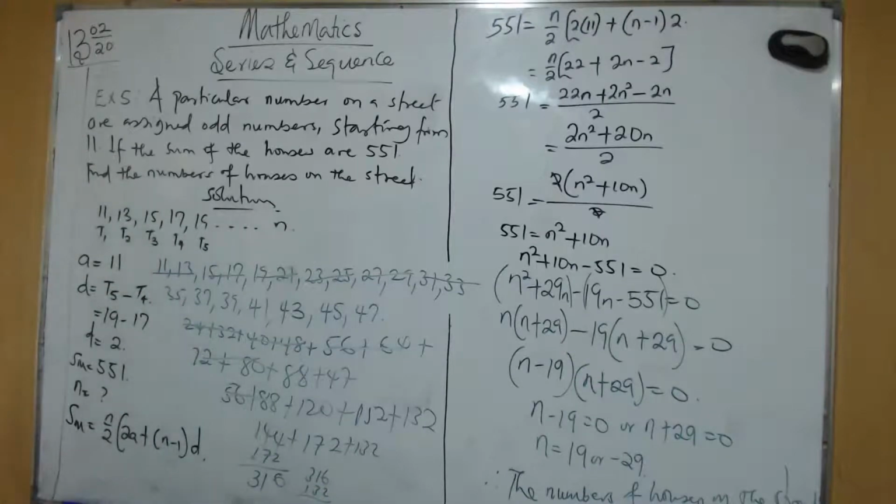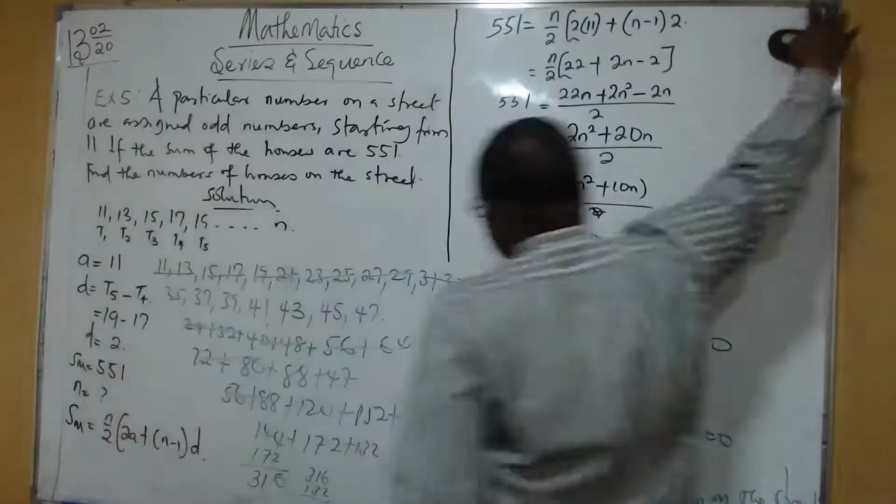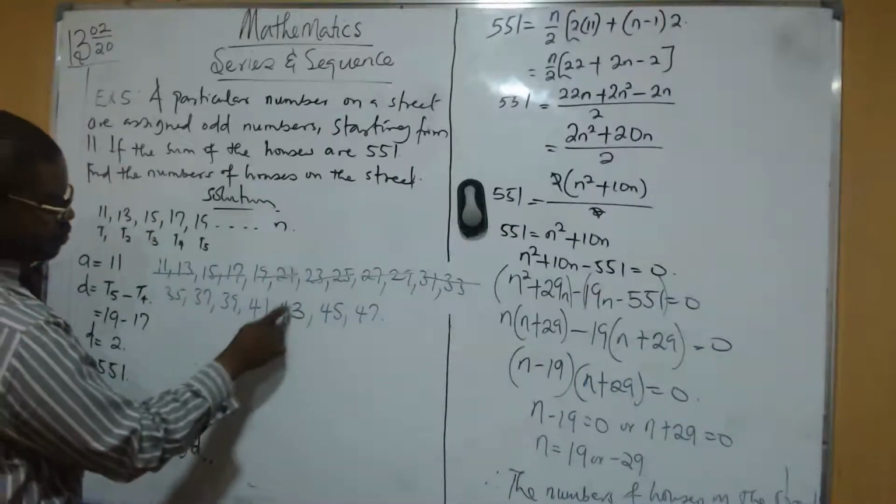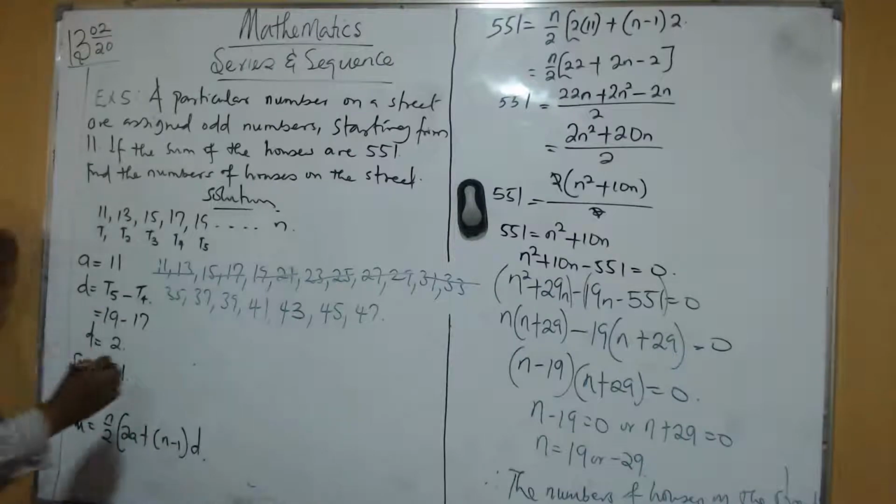I've made a mistake. I've made a mistake. 13, 14, 15, 16, 17, 18, 19. Okay. Now let's take it gently.